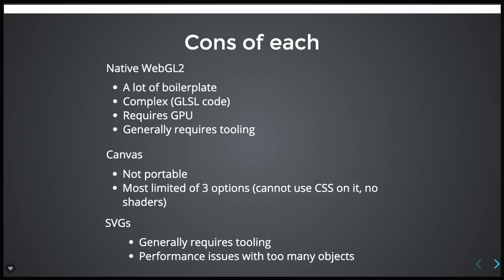The cons of each of them: native WebGL has a lot of boilerplate, it's a little complex, it requires tooling, and you have to use a library. Canvas has the least number of options. SVG, if you have too many SVG icons on a page, it gets complicated.